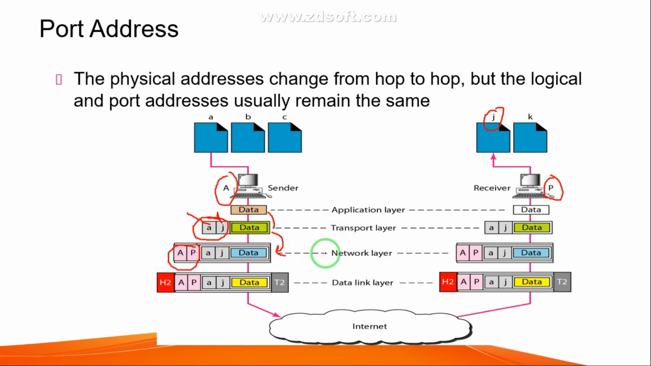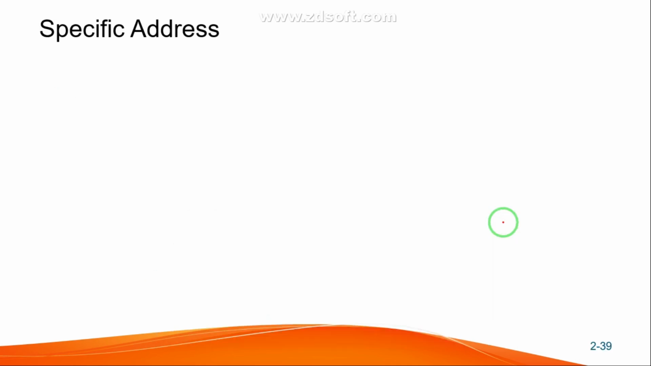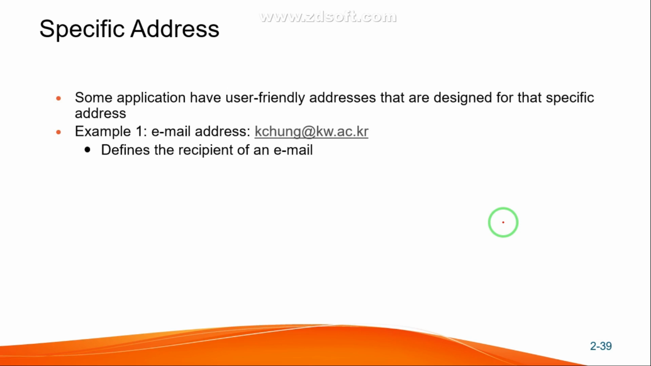Again from the network layer, it goes to the data link layer, where it is going to add the physical address. Now this data travels through the internet and is received by the receiver. Decapsulation happens, and the data is not given to process K but to process J, because it matches J with J. So in this manner, the port address usually remains the same.